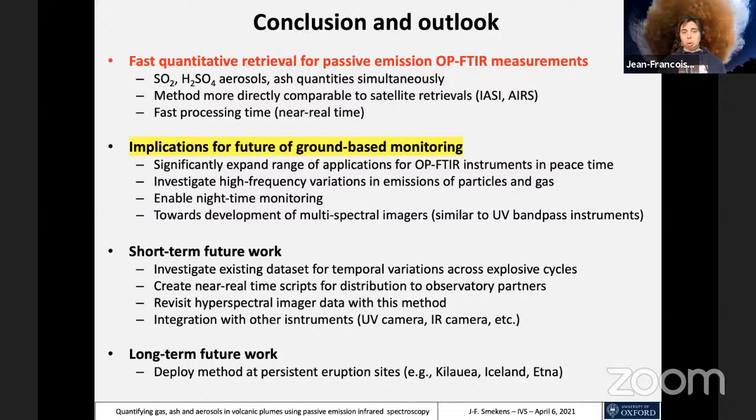And so in terms of short-term future work, there's clearly a need to investigate the existing data set and then create near real-time scripts to distribute to our observatory partners so that this can be developed and deployed in the ground more quickly. And then revisit the hyperspectral data with this method as well, now that we've flagged all the pixels and that we have a way to quickly process the data. And think about the integration with other instruments.